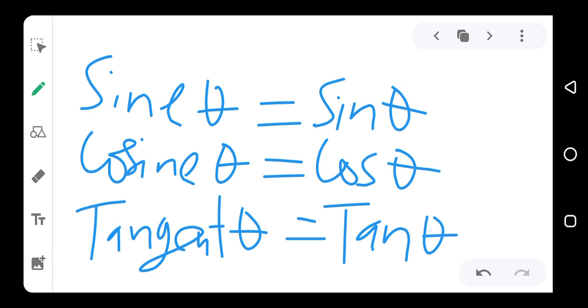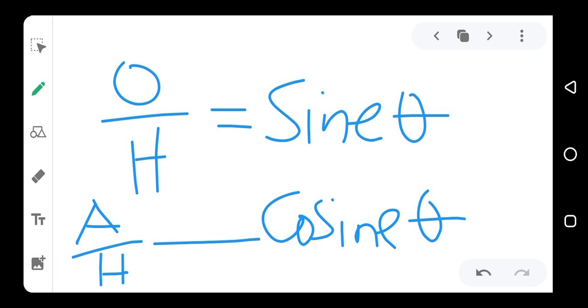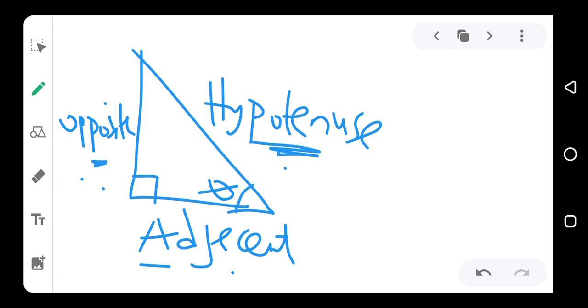Sine theta, cosine theta, and tangent theta: we can combine these relationships and create a mnemonic for remembering the sine, cosine, and tangent rules. This mnemonic is what we call SOHCAHTOA, or in short form, SOHCAHTOA.